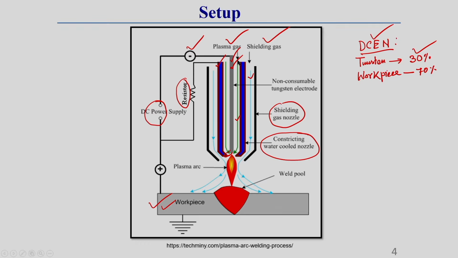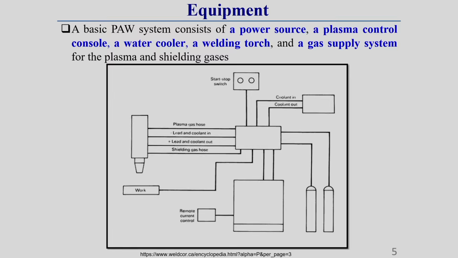So, once the positive and negative terminals are connected with this electrode and the water cool copper nozzle, at that time the arc will be generated in between. Here you can see this arc will be generated between this copper cool nozzle and the electrode. This is called non-transferred arc. Okay. Just keep this in mind, later on I will discuss it in more detail. Okay. So, this is the equipment of the plasma arc welding process.